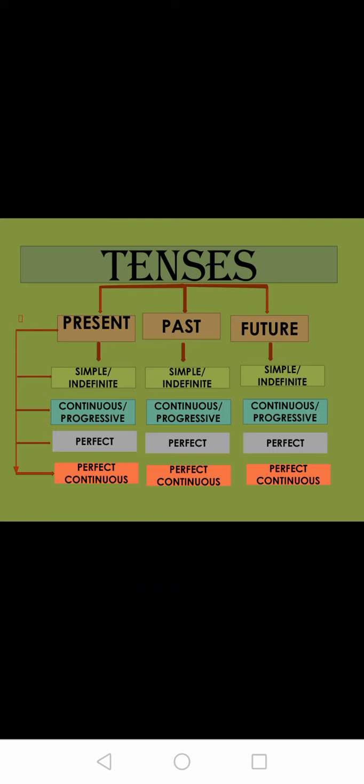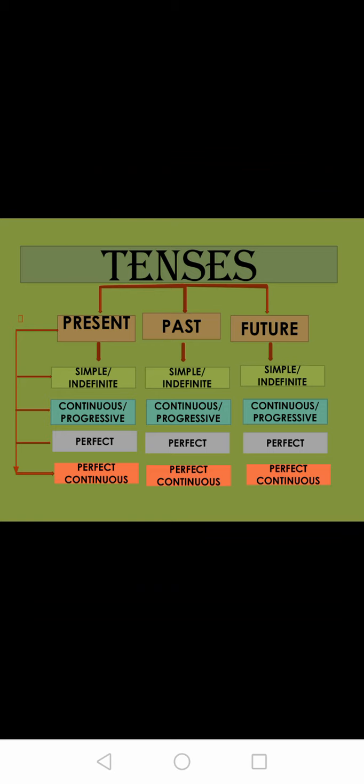So what are the names? Let us see first. The names are same, students. Simple, indefinite. You are able to see in front of the three. First column is simple indefinite. Second column is continuous, progressive. Third column is perfect and last one is perfect continuous. Now we have to add the first name, that is present, and it will become simple present tense, or say present indefinite tense. For past it is simple past tense or past indefinite. For future, simple future or future indefinite.